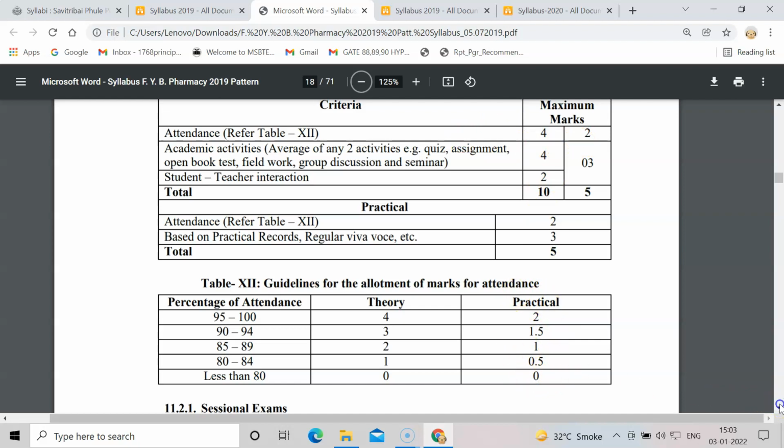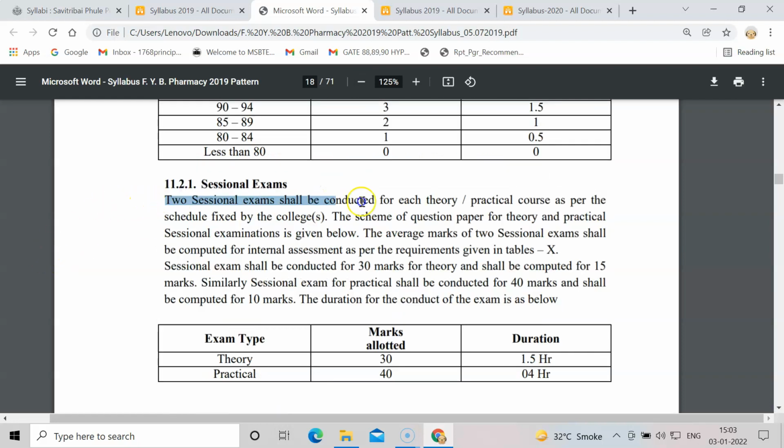Now coming towards the sessional examination. Sessional examination was for 15 marks, but the rule is that 2 sessionals will be conducted. The 2 sessionals shall be conducted for each theory and practical as per the schedule fixed by the college. So the college will decide the schedule. The scheme of question paper for theory and practical sessional examination is given below.